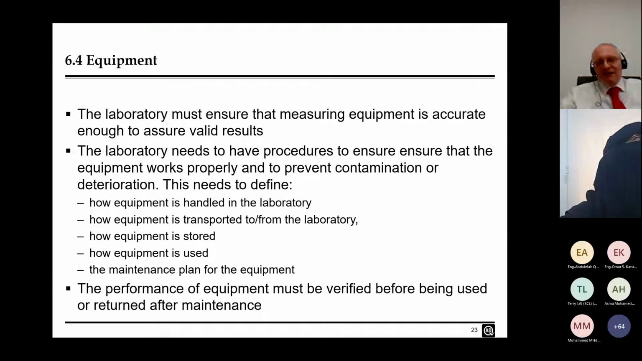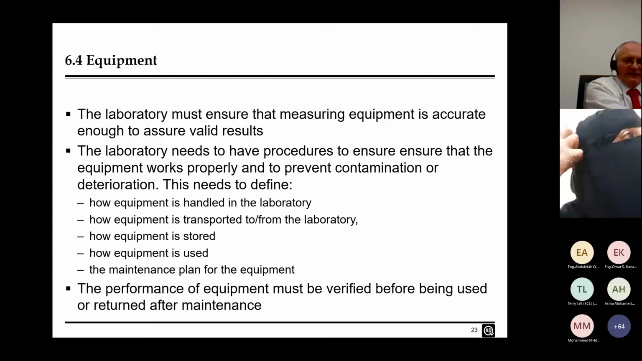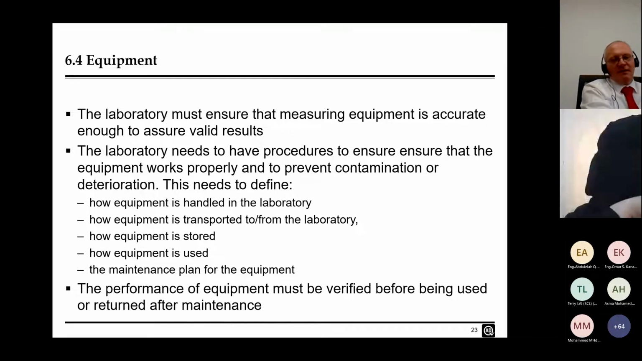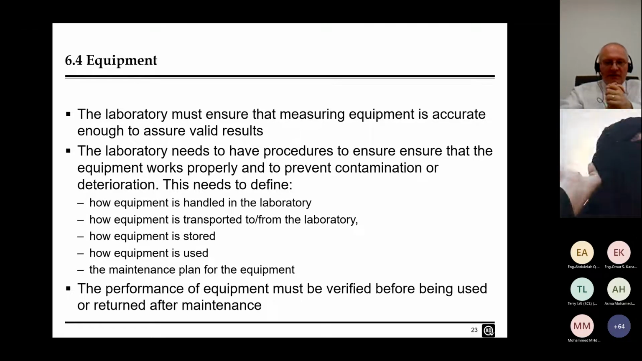You need to make sure that your measuring equipment is accurate enough to ensure you get valid results. So you shouldn't be making measurements with equipment which is not accurate enough for the job you're trying to do. You need to have some procedures to ensure that the equipment works properly and that it's not contaminated or deteriorated. So what does that mean? Well, we need to think about how you handle the equipment. Some equipment can be damaged in that way.